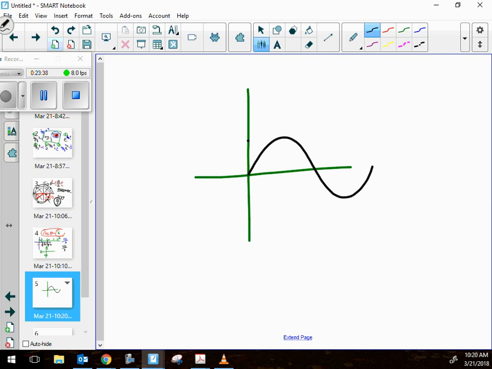Oh, wait a minute. I said secant, didn't I? Not cosecant. Sorry. Secant rides on the back of the sister, which is cosine. My bad. I said secant. I should have written it. Secant rides on the back of cosine.